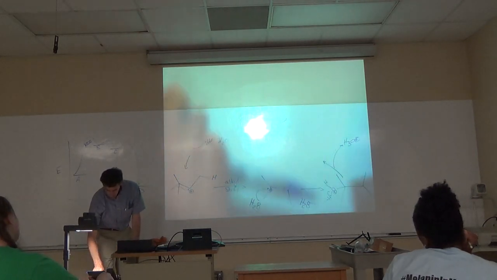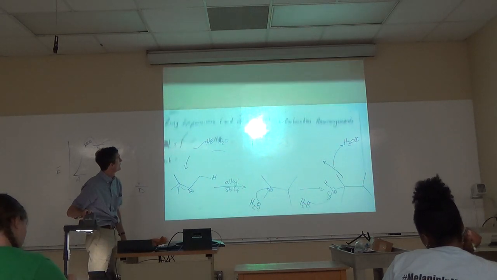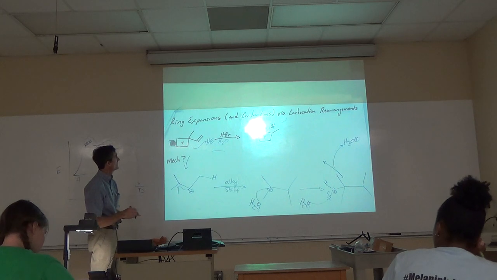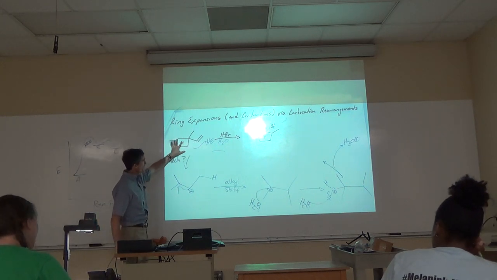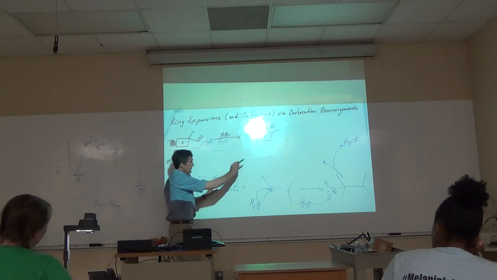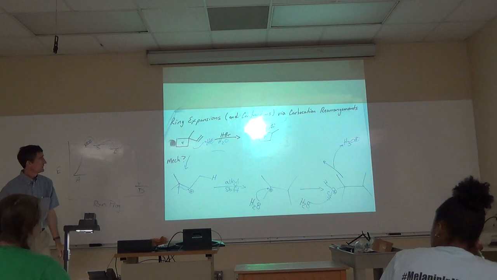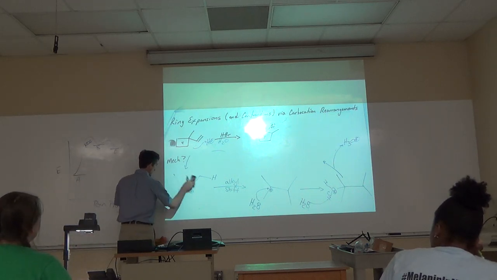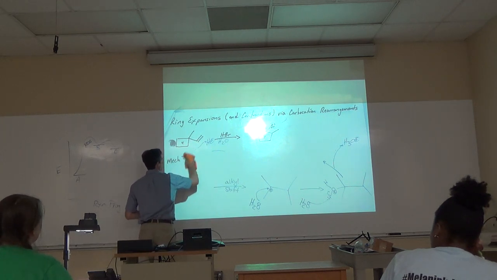Okay, ring expansions. Take this alkene, which has a four-member ring over here, and react with HBr, you get this product as a major product. And that's a five-member ring. Show mechanism for that.